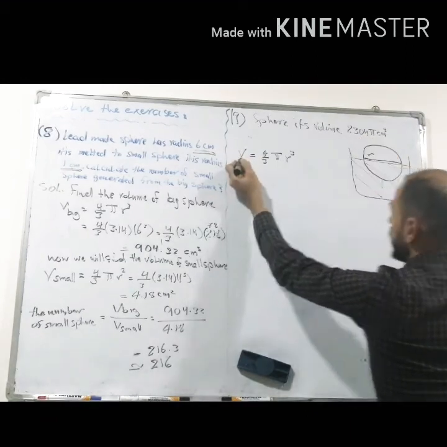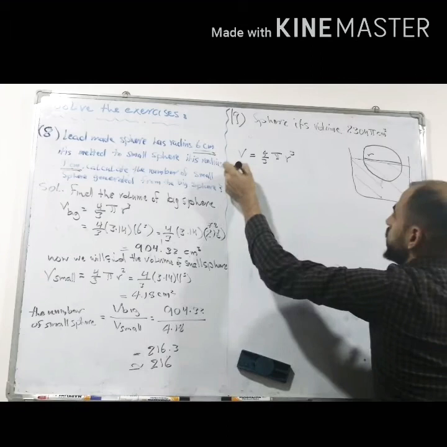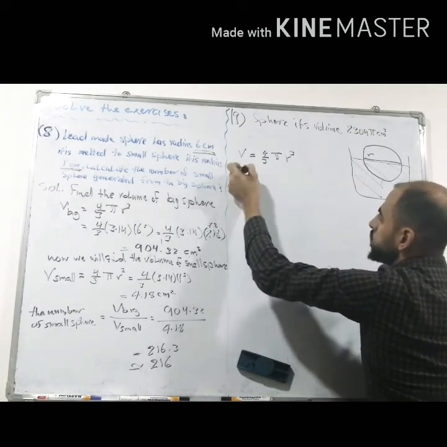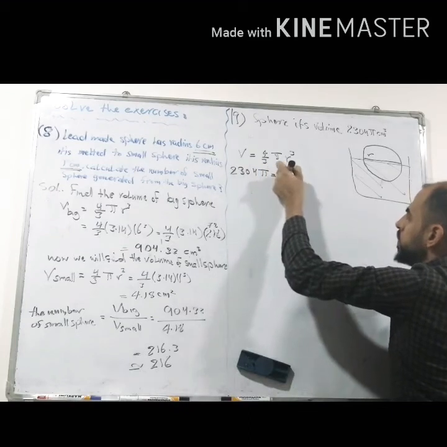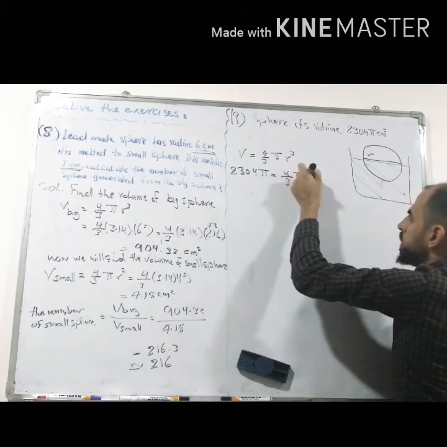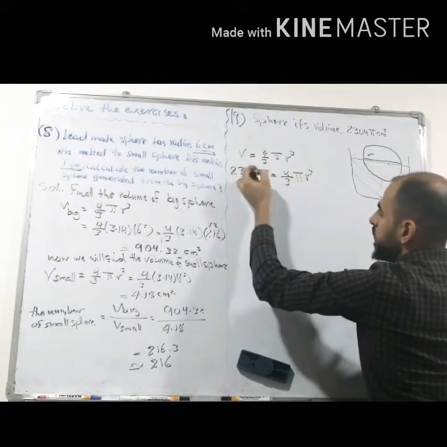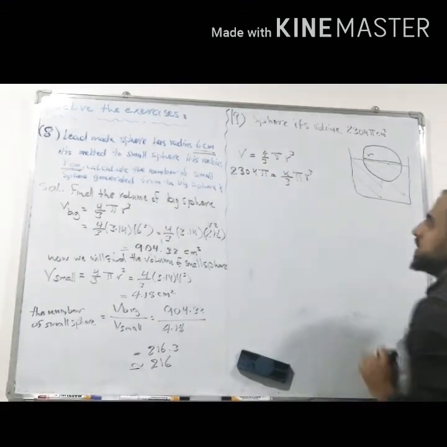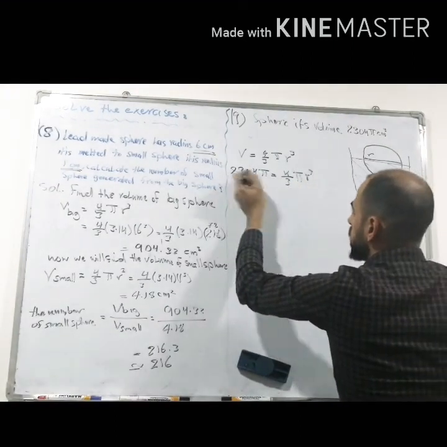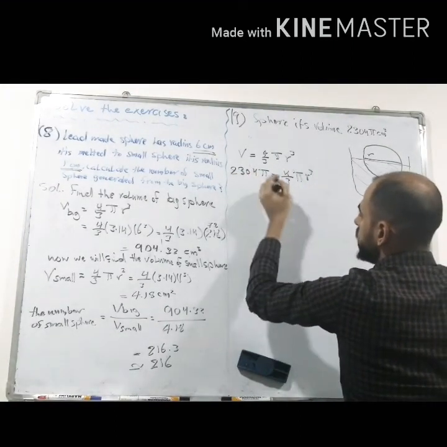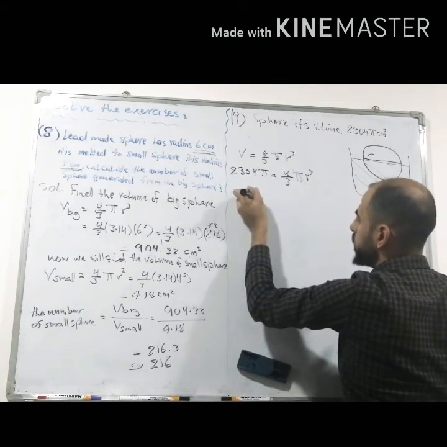We don't have to find the volume here, but we have to find r. So substituting the volume, which is 2304 pi, equals 4 over 3 pi r to the power 3. Since we have the same value on the different sides, we can delete it. Now multiplying by 3 and dividing over 4 to find r to the power 3.